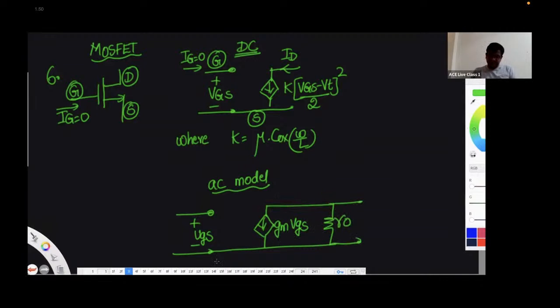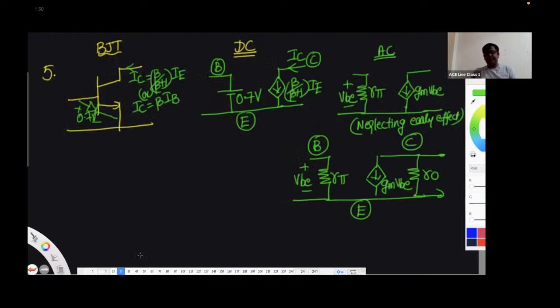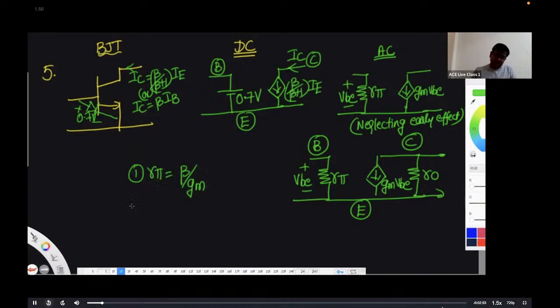Now, what are these GM and R0 values in BJT and MOSFET? We have to know. So this R pi is nothing but beta by GM. And GM is nothing but IC by VT.